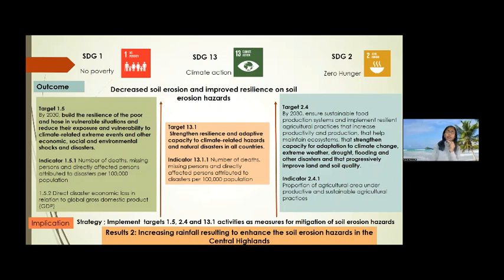Target 1.5 is related to building the resilience of the poor and those in vulnerable situations and reducing their exposure and vulnerability to climate-related extreme events and other economic, social, and environmental shocks and disasters. By achieving these activities, the outcome will be decreased soil erosion and improved resilience to soil erosion hazards. The other activities related to targets 2.4 and 13.1 ultimately support achieving SDG 1, SDG 2, as well as SDG 13.